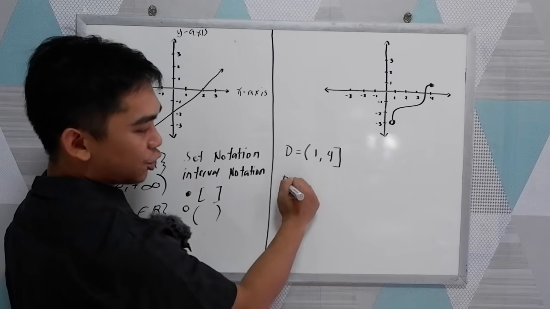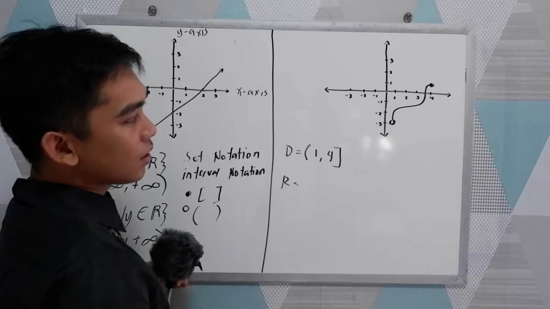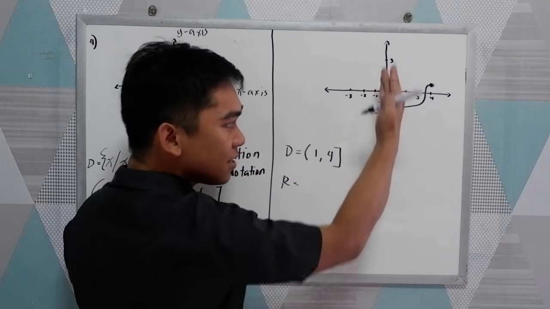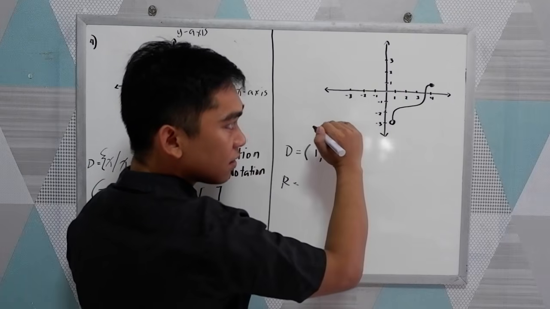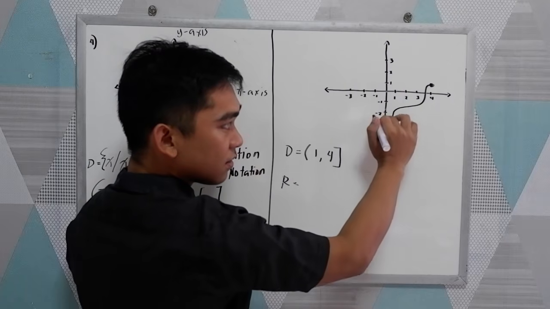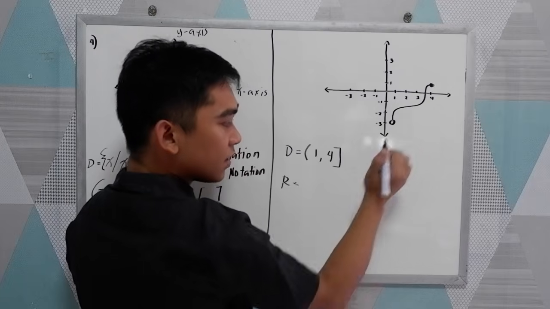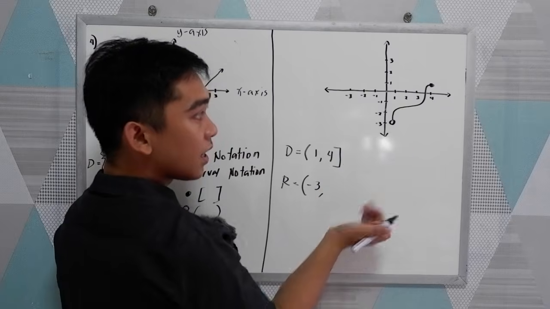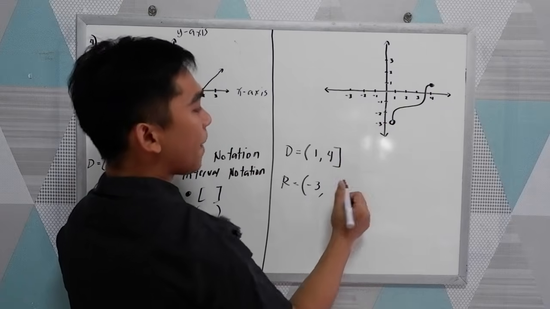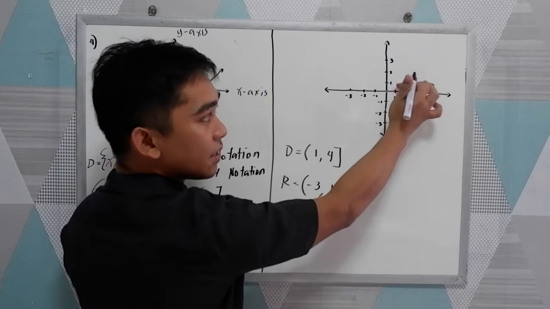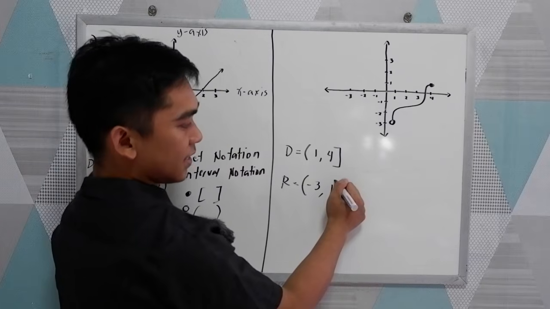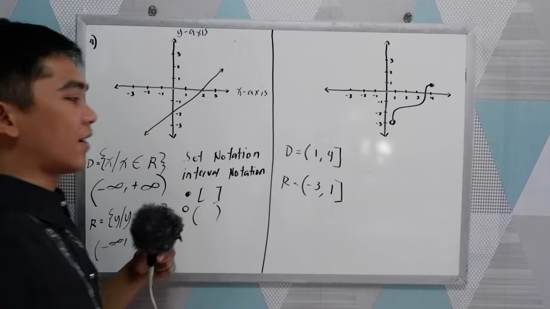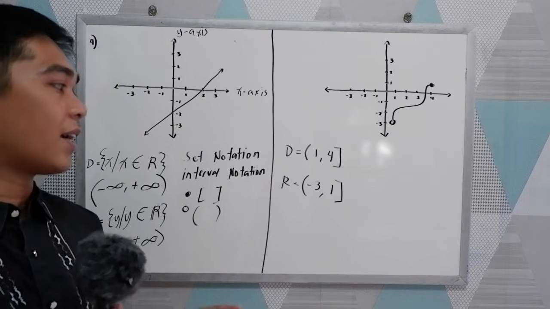Next, the range. For the range, our lowest point for the y-axis is -3, but it is hollow, so parentheses. And to the highest point we have +1. 1 is included, so that is a bracket. That would be our domain and range.